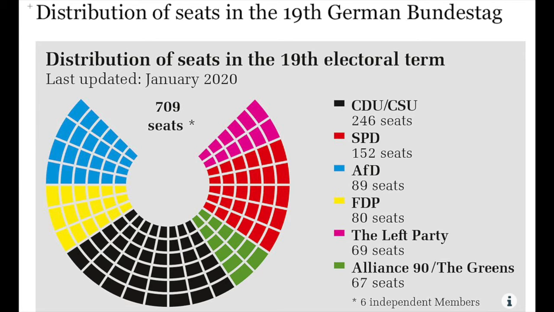They're in black. In red, you have the Social Democratic Party, 21%, 152 seats of the Bundestag. You have the Alternative for Germany Party, 89 seats, which is 13%. You have the Free Democratic Party, 11%, the Left Party, 9%, and the Greens, 9%. So these are the 6 parties that make up the Bundestag. Instead of 2, they have 6. There are other parties in Germany as well, but they didn't gain enough seats in the election to get representative seats inside of the Bundestag.